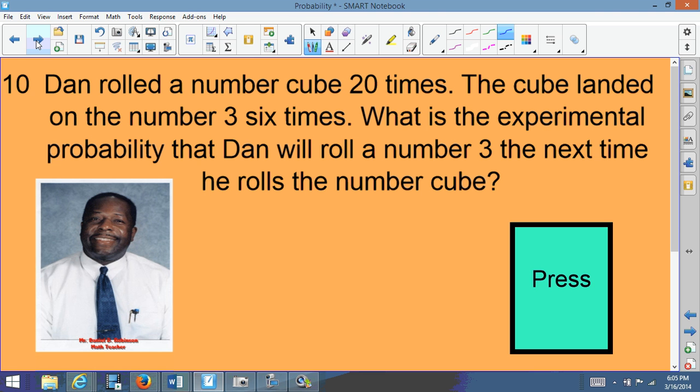So here's a question that you can try on your own. Dan rolled the number cube 20 times. The cube landed on the number 3 6 times. What is the experimental probability that Dan will roll the number 3 the next time he rolls the number cube?